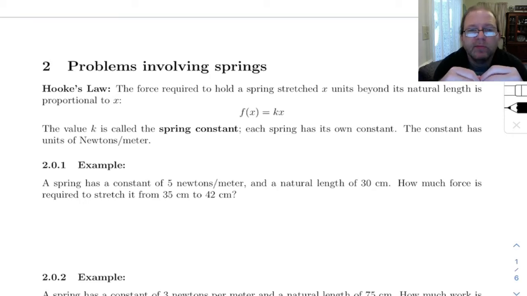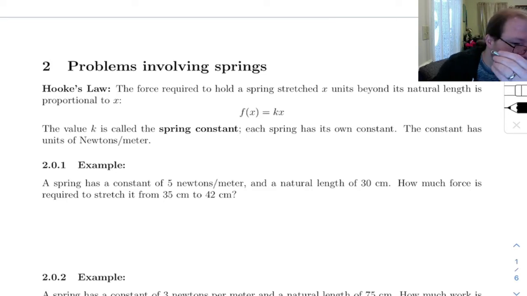Let's look at work problems that involve springs. Hooke's law is the function we're going to use that tells us how much force is required. Hooke's law tells us that the force required to hold a spring stretched x units beyond its natural length is proportional to x. And the value k there, f of x equals kx, k is called a spring constant. Each individual spring has its own constant, and the units for it are newtons per meter.